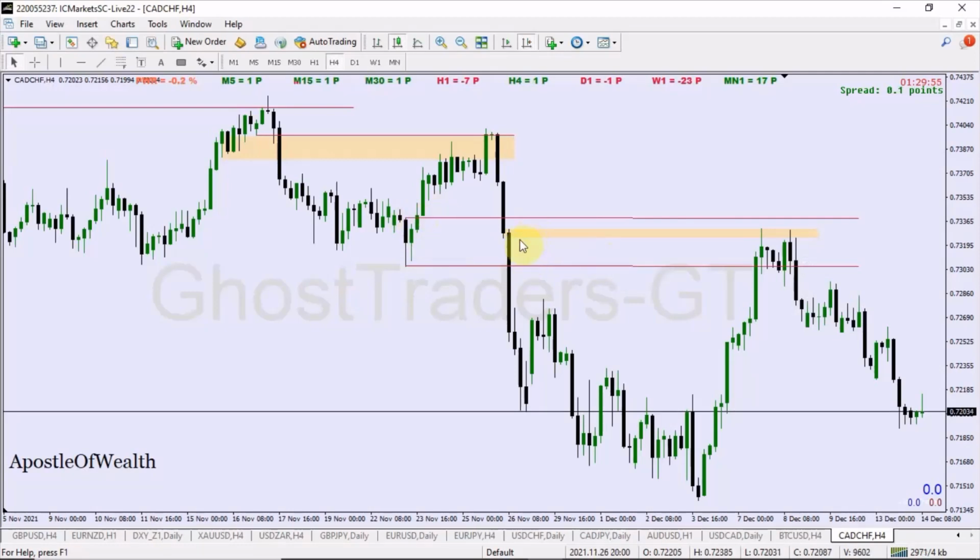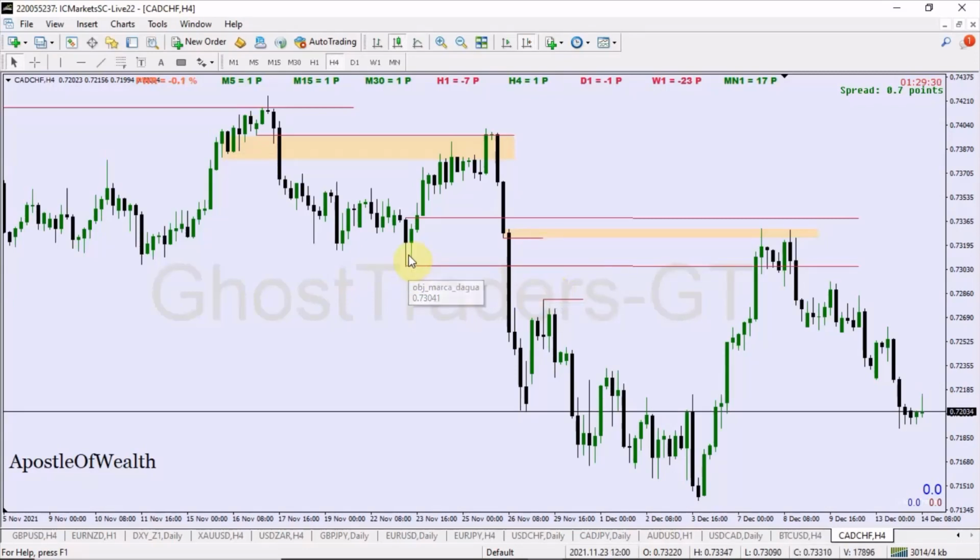But if you look here, you get to see that we have something so interesting, which is a fair value gap at this level. We have a fair value gap here, and a fair value gap here, and a fair value gap here. So these are fair value gaps that need to be closed.